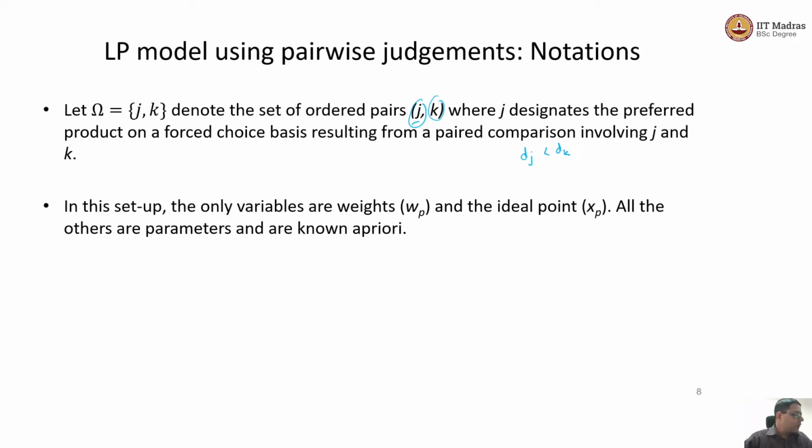So, essentially, what we don't know are the weights and the ideal points. Those are the only variables. Everything else is data, everything else is parameters, and they are known a priori, right? So these are the only two variables, and therefore these are my decision variables for the problem.